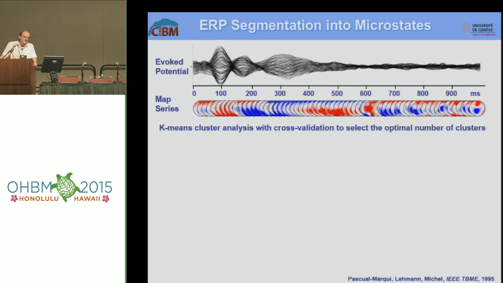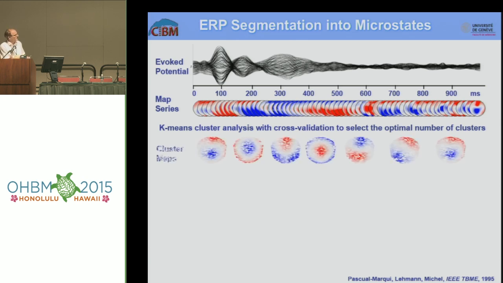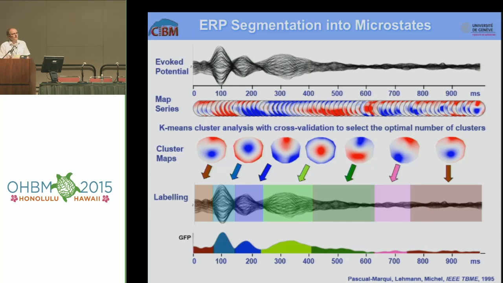What we proposed is a k-means cluster analysis with cross-validation to select the optimal number of clusters of an evoked potential. You have here the evoked potential overlapped waveforms of 256 recordings in a certain condition. You have the maps here, the series of maps across time. And now we apply this k-means cluster analysis to this series of maps to define the most dominant or the optimal number of maps that describe these evoked potentials.